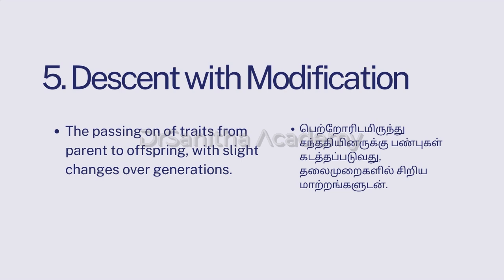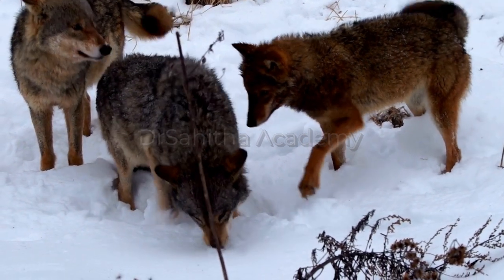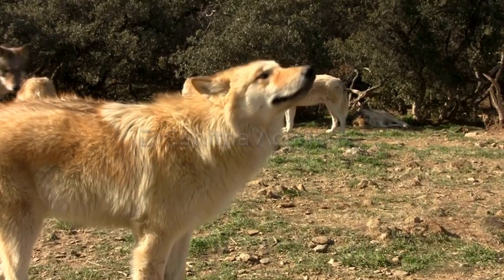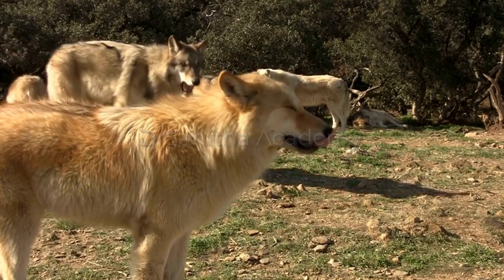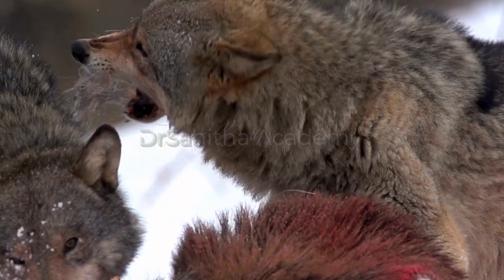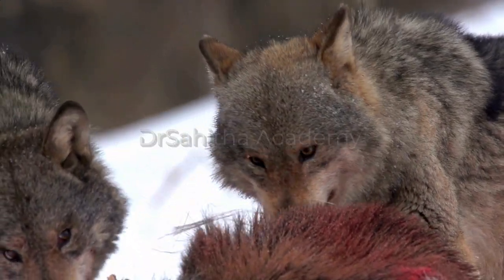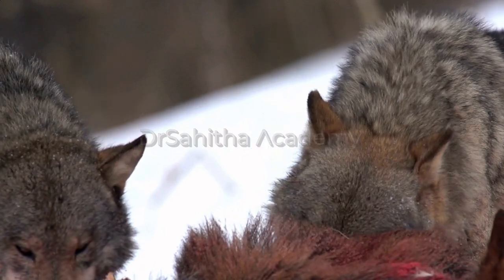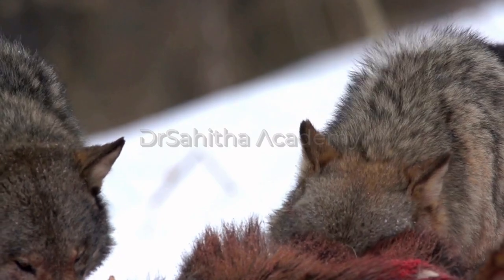Finally, descent with modification. Descent with modification means that over many generations, organisms change and these changes can lead to new species. Imagine a pack of wolves living in a cold, snowy environment. Over many generations, some wolves might develop thicker fur that helps them survive the harsh conditions better. These wolves are more likely to survive and have puppies with thick fur. Over a long period, this pack of wolves might evolve into a new species, well adapted to the snowy environment.